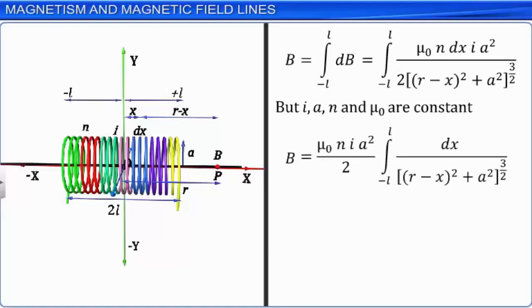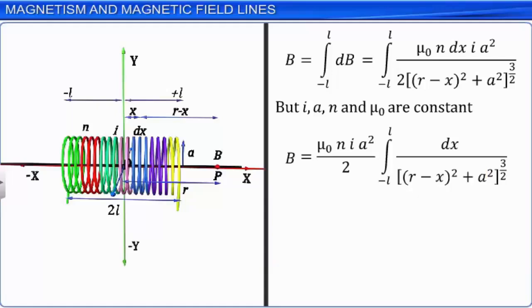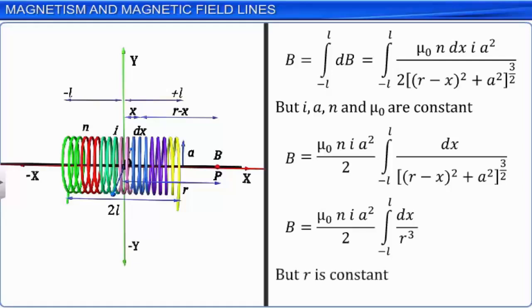When we consider the point on the axis of the solenoid at a large distance, R is much greater than A, and R is much greater than x. Hence, we neglect the terms A and x in the denominator of the expression for B. Then, B = μ0 n I A² / 2 × ∫ from -L to L dx / R³. But the distance of the point P from the origin, R, is constant. Thus, B = μ0 n I A² / 2R³ × ∫ from -L to L dx.